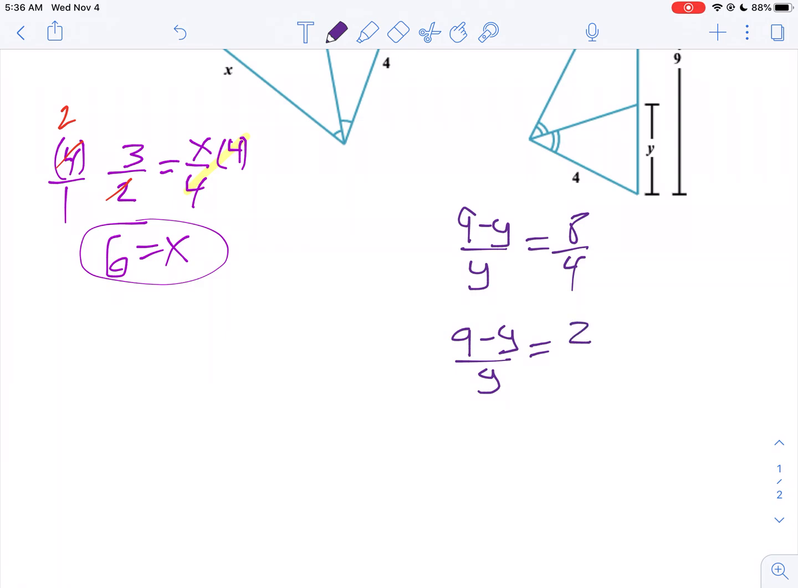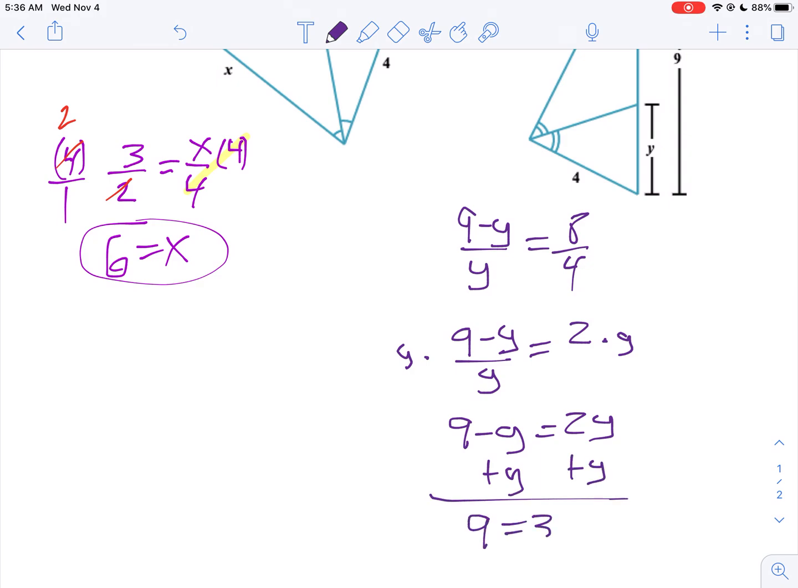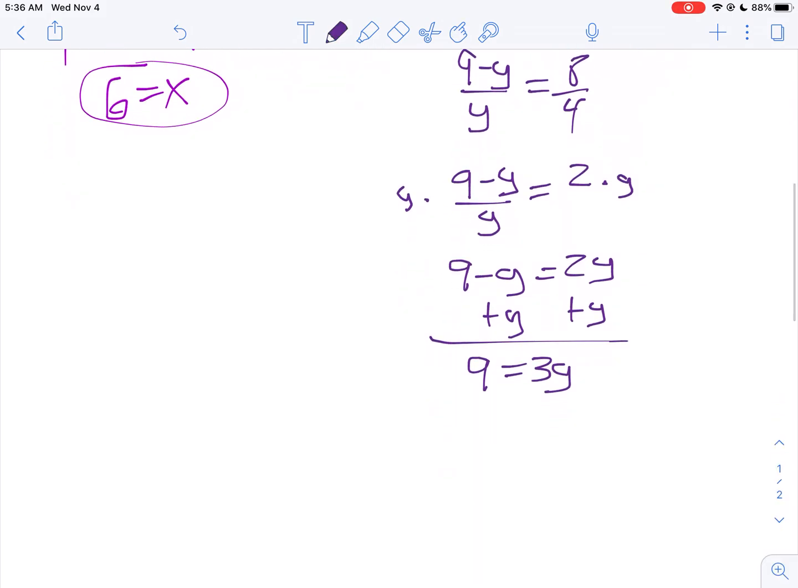Now we want to solve for y. I don't like y in that denominator, so the first thing I'm going to do, I'm going to multiply both sides by y. So we get 9 minus y equals 2y. Then we add y to both sides. 9 equals 3y. Finally, divide both sides by 9.